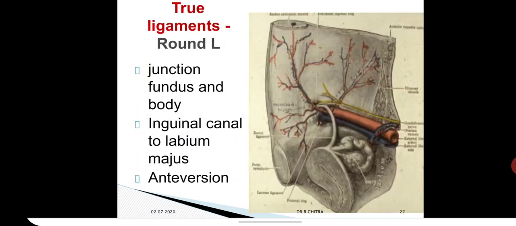The round ligament is attached, as we saw, at the angles of the uterus, at the junction between the body and the fundus. From where it is attached, it passes through the inguinal canal to the labia majora. It is the main ligament which causes the anteversion of the uterus. You can see again in this image, attached to the angle, the round ligament passing through the inguinal canal.